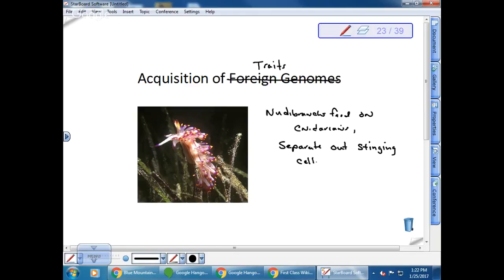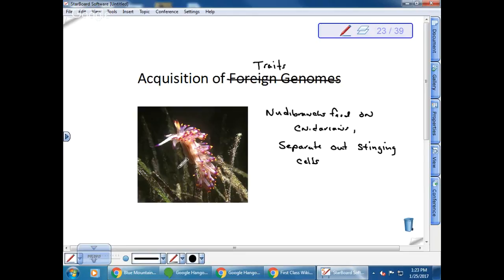that the nudibranchs actually produce a mucus that chemically inhibits the firing of the cnidocytes. So they don't want the cnidocytes to fire. They want the cnidocyte whole with its little nematocyst inside of it. And so they produce this mucus that prevents the cnidocytes from firing. And so then they ingest them.